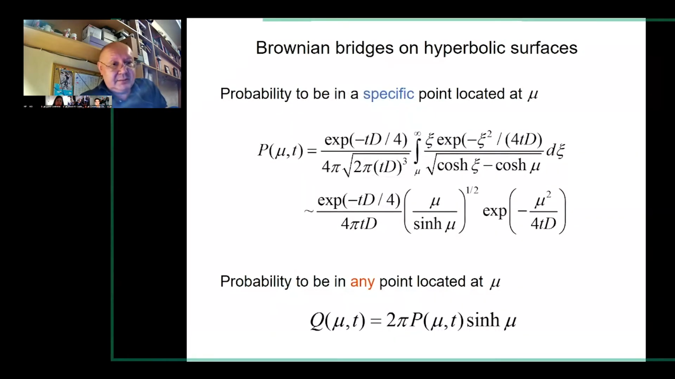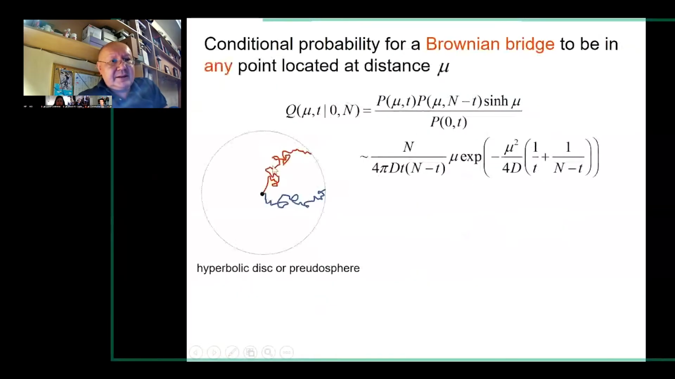If you are interested in the location at any point at the distance mu, then you should multiply by the perimeter of the hyperbolic disk. Okay, so that is like that.